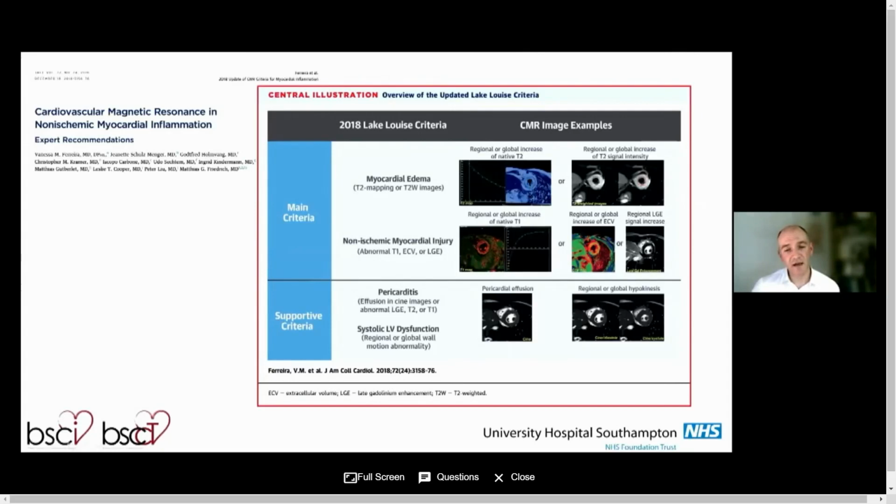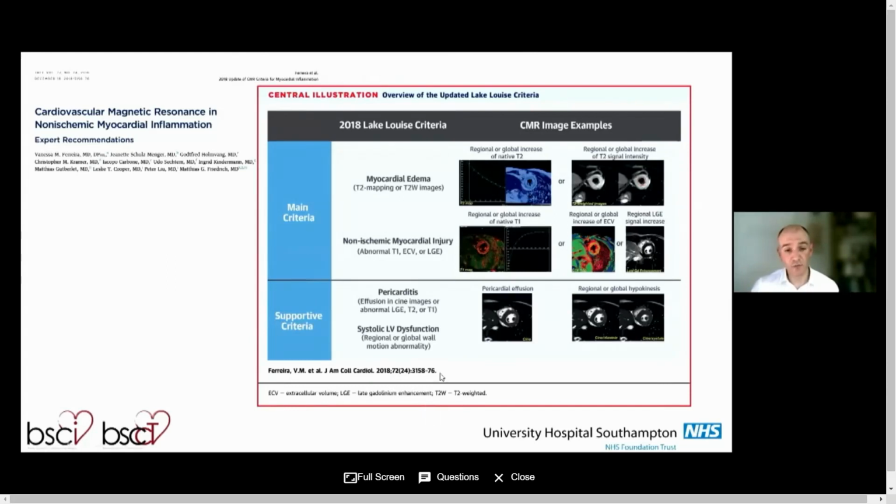I haven't shown you any of these because in our institution we've moved almost exclusively to mapping techniques for the evaluation of myocardial edema. For the assessment of non-ischemic myocardial injury, they're looking for elevation of T1 relaxation time, as I've shown you, or a subtle increase in late gadolinium enhancement, or an elevation of the extracellular volume.